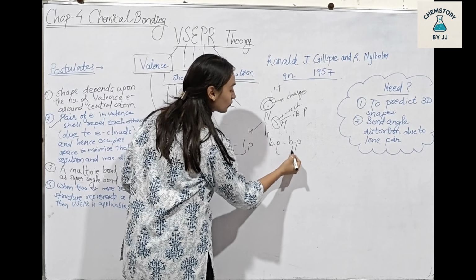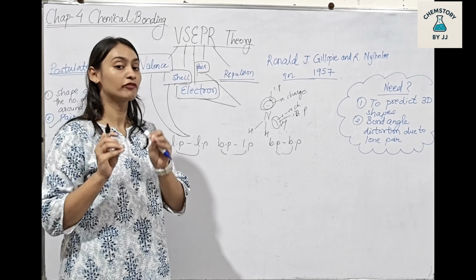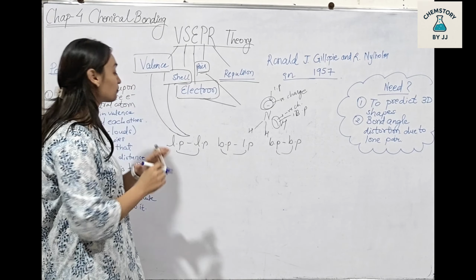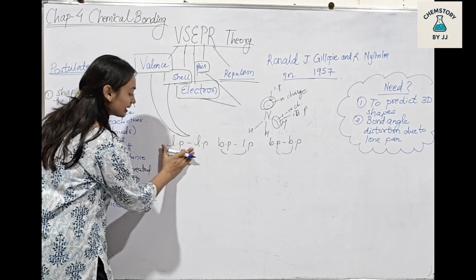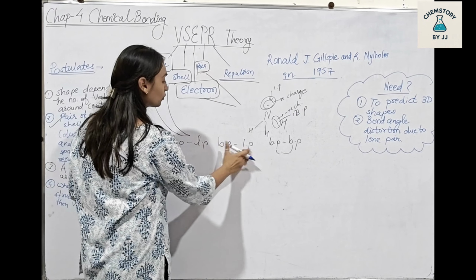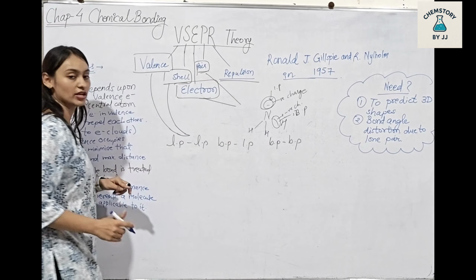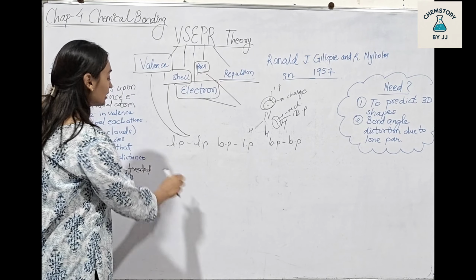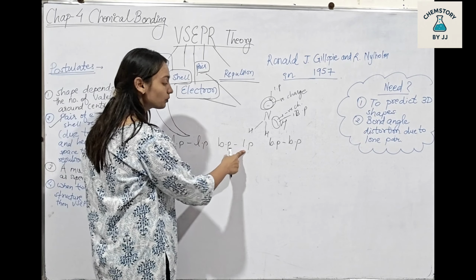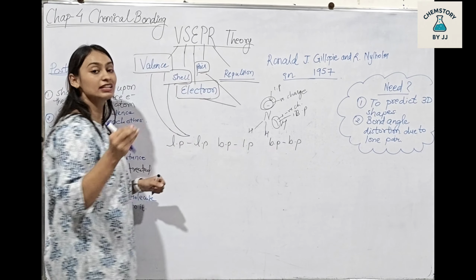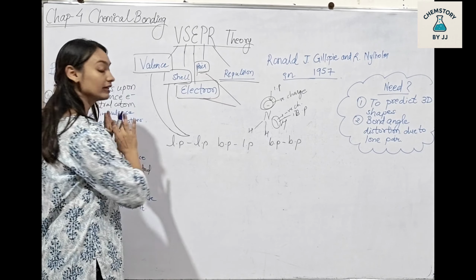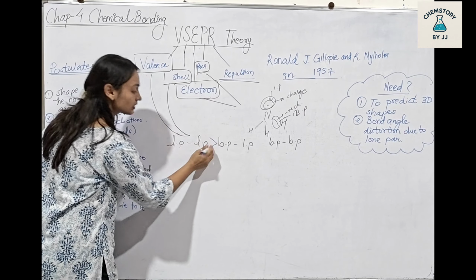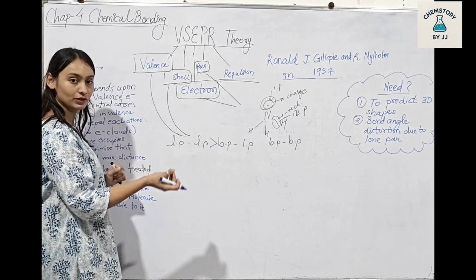And what is bonding pair and bonding pair? These were also facing some kind of repulsion, right? Here, the tendency of repulsion is being compared among these three. The tendency of repulsion is increasing: the most repulsion was between lone pair and lone pair, then lone pair and bonding pair, then bonding pair and bonding pair.